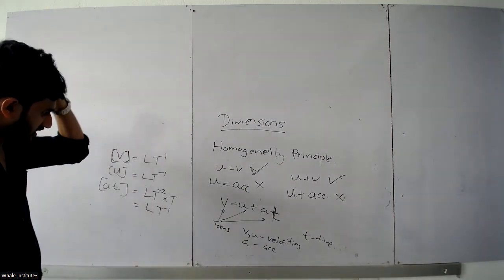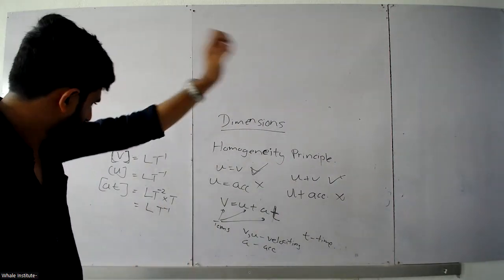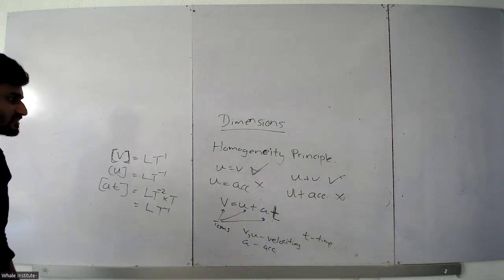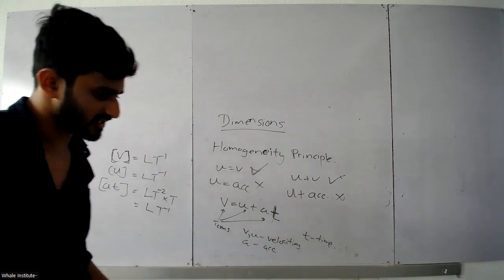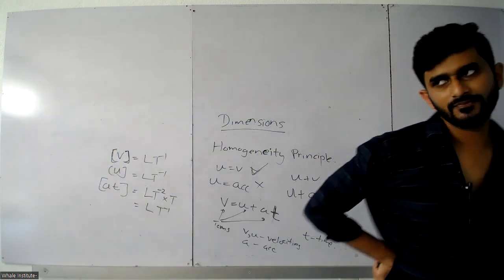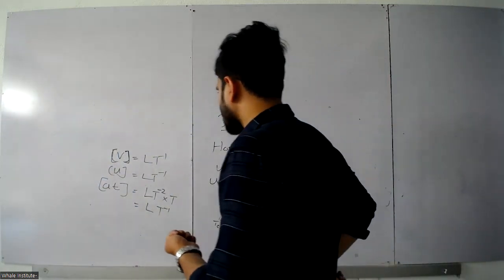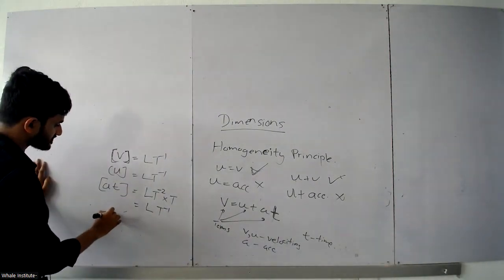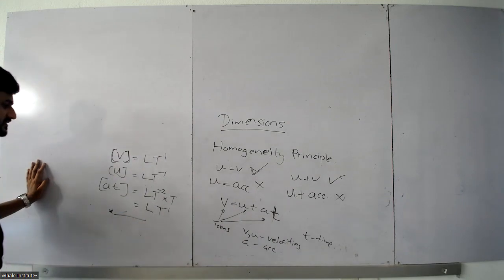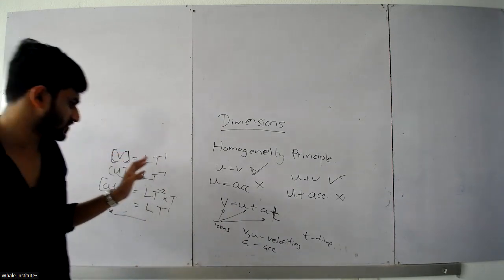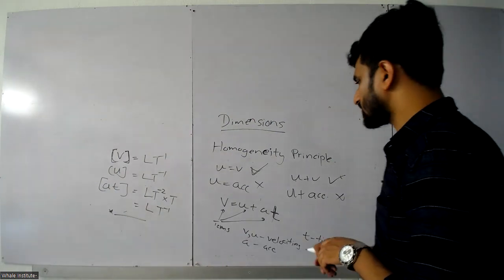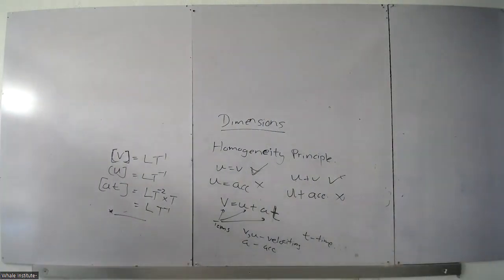So we can check the relationship among the physical quantities, whether it's dimensionally correct or incorrect. We have the homogeneous principle. We can say that this equation is dimensionally correct because all the terms have the same dimension.